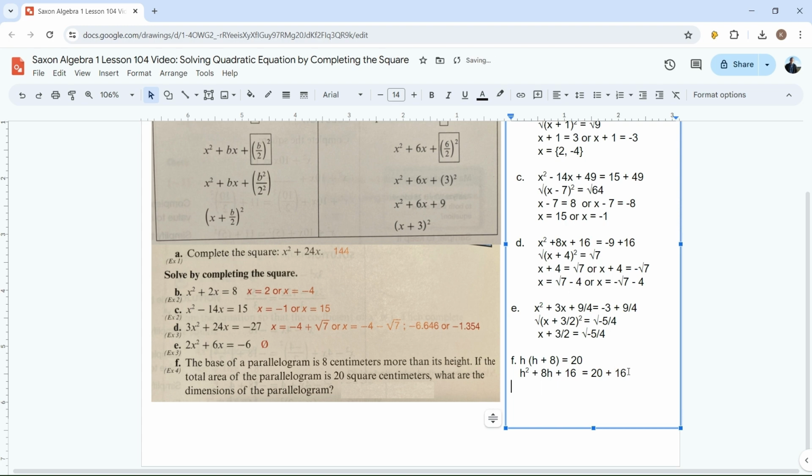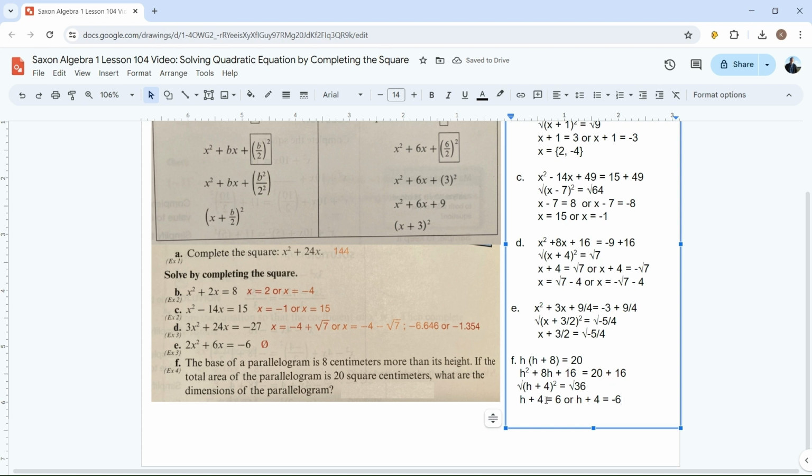I'm liking the way this is shaping up because this is just going to turn into h plus 4 squared on the left. And then on the right equals 36. I'm going to take the square root of both sides of this. So the square root of h plus 4 squared, square root of 36. What I get is h plus 4 equals 6, or h plus 4 equals negative 6 when I take the square root.